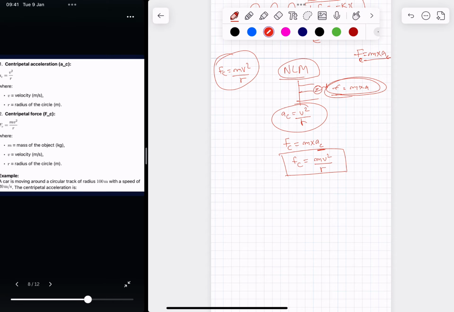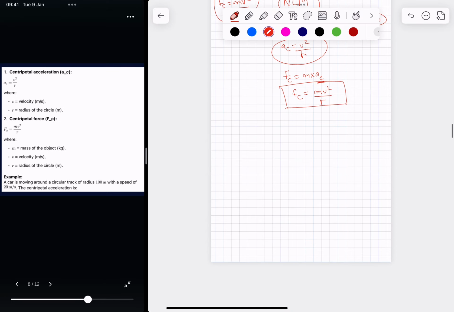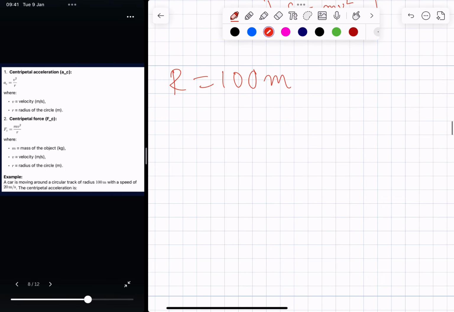Okay, the question is, a car is moving around a circular path with a radius of 100 meter, with a speed of 20 meter per second. They have asked about the centripetal acceleration.